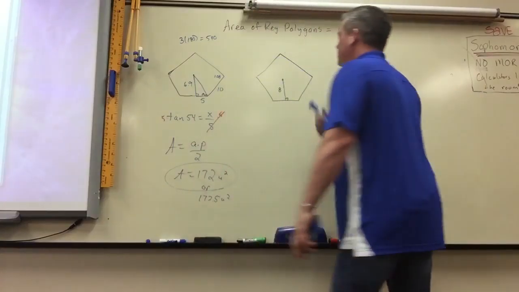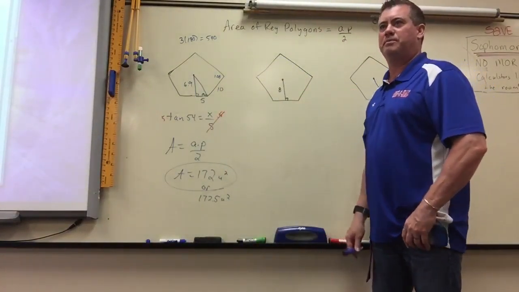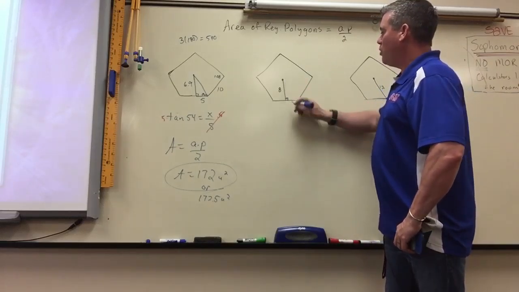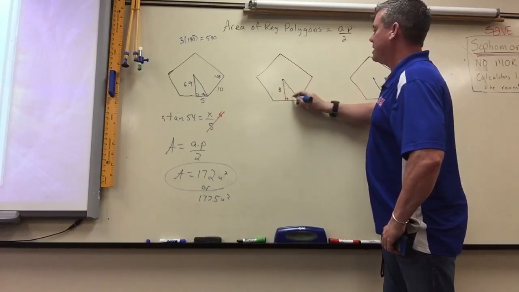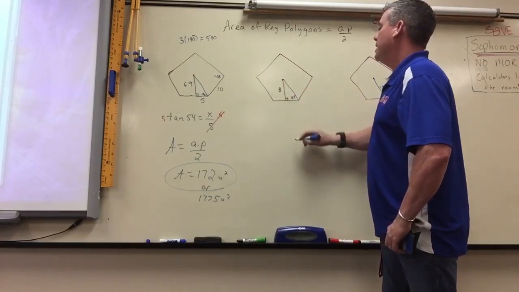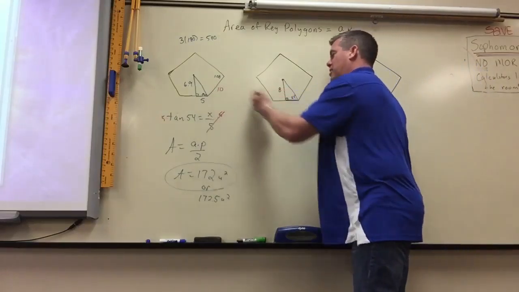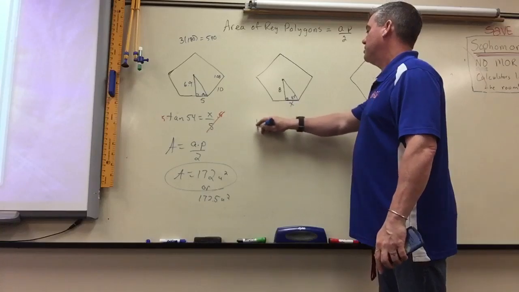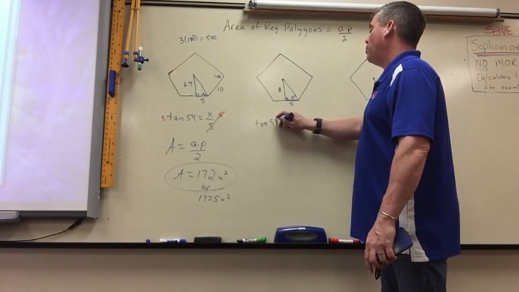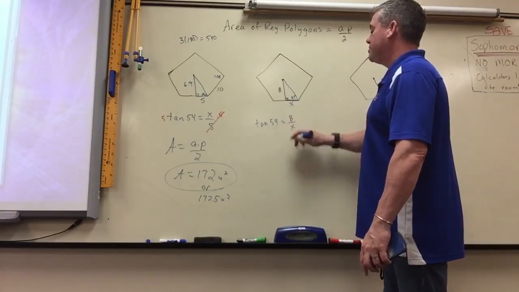So for this one, we do know the apothem, but we don't know the perimeter. So what we got to do is draw a triangle, and again, since it's a pentagon, it's going to be 54, and we got to find that. So we got to do the same exact thing. We're going to have to use tangent again to find x. Tangent of 54 degrees equals opposite over x.